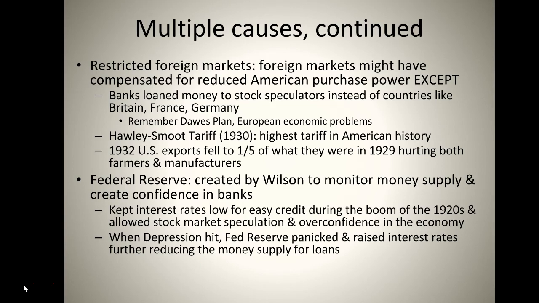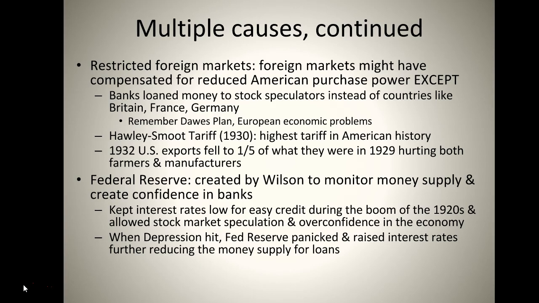You also have restricted foreign markets, and this reduces American purchasing power. Expanding foreign markets could have compensated for reduced American purchasing power, except, of course, that we have too much money loaned out. We also have in 1930 the Hawley-Smoot tariff, which raises tariffs to record levels as a reaction, trying to help American production. And by 1932, U.S. exports are one-fifth of what they were in 1929. And it's hurting everybody, farmers and manufacturers.